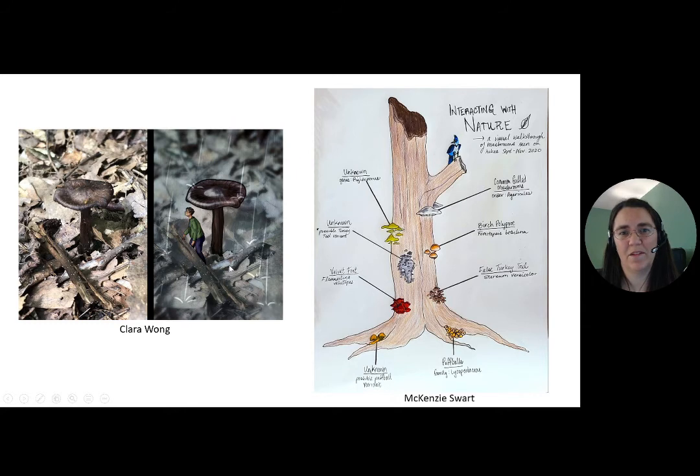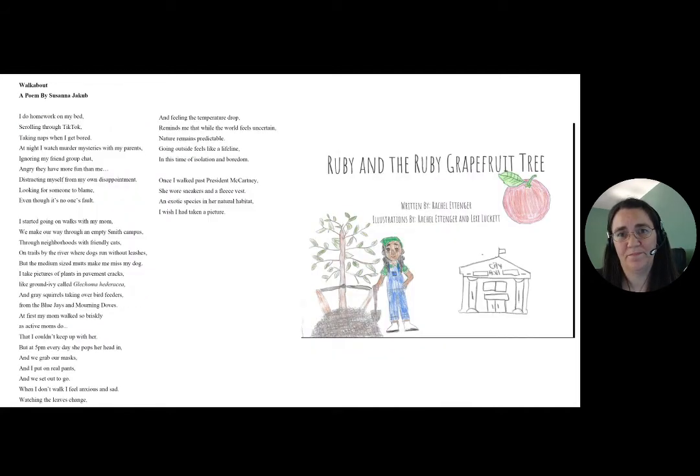Some of the drawings are more paper and colored pencil, or maybe you're using digital means. Lots of different ways of making art.